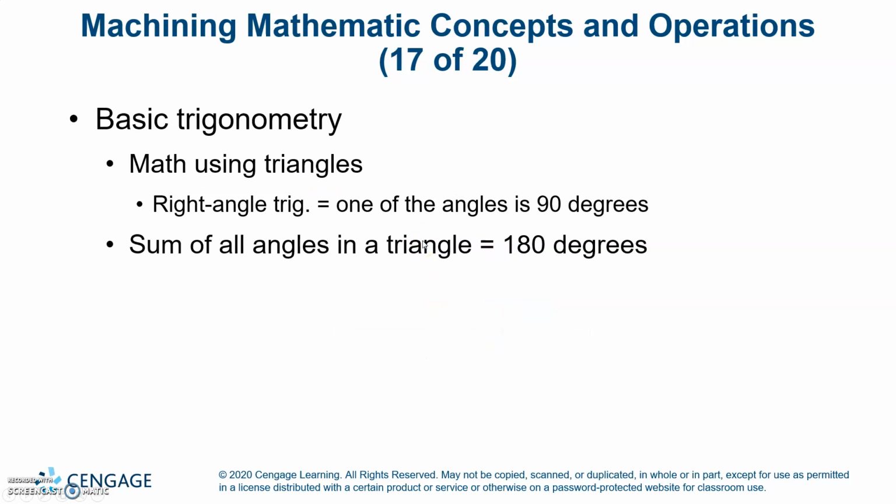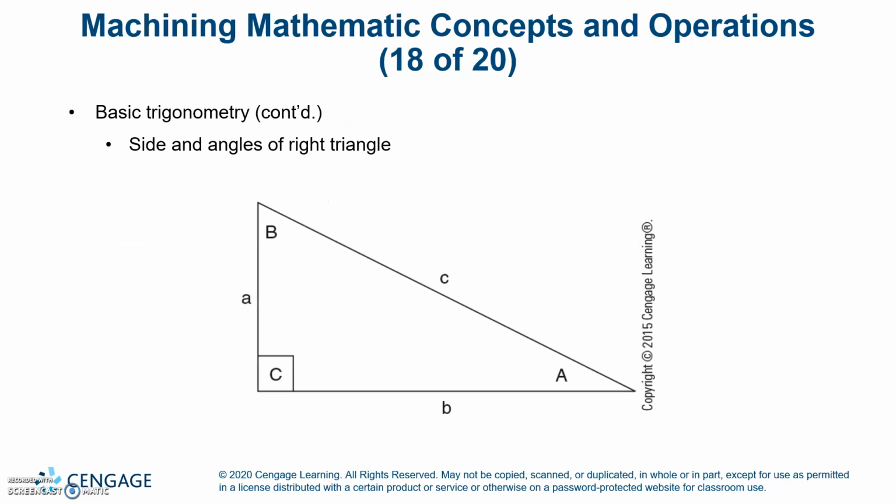Basic trig: math using triangles. Right angle trig means one of the angles is 90 degrees. The sum of all angles in a triangle is 180 degrees. Basic trigonometry: sides and angles of a right triangle. So it's a right triangle because one angle is at 90 degrees.